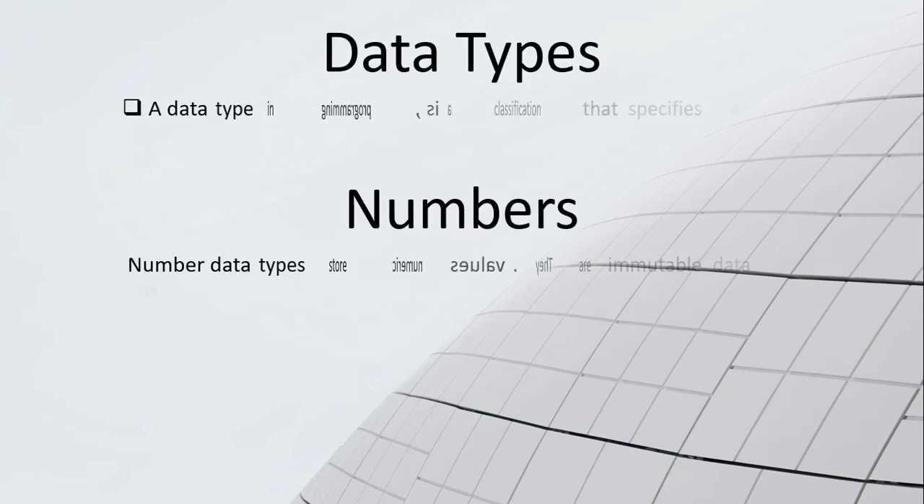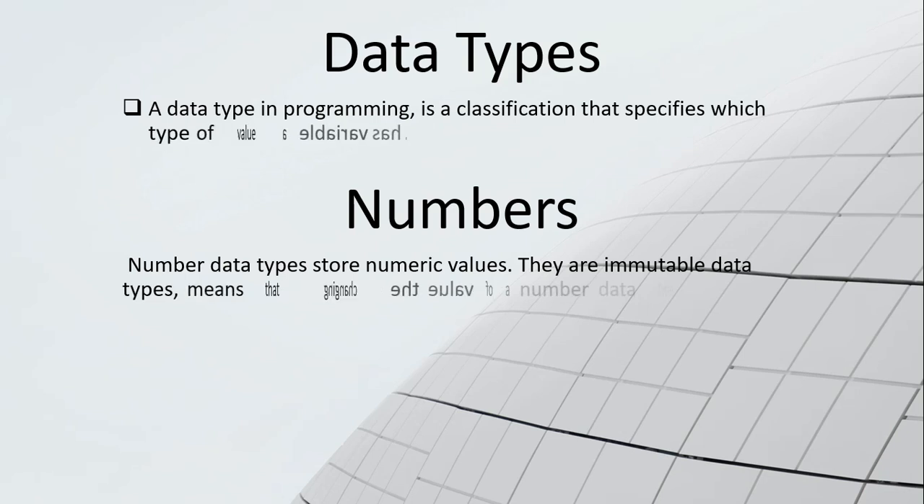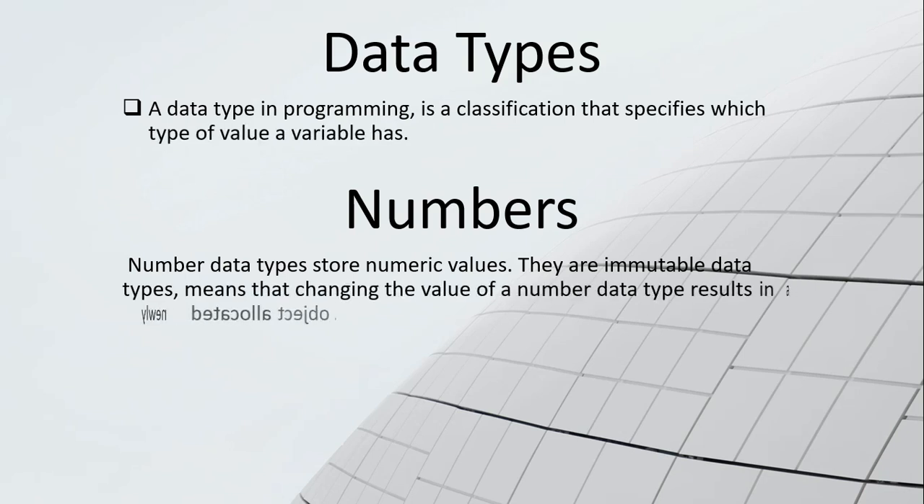Hello all, in this video we will discuss data types. What are data types? A data type in programming is a classification that specifies which type of value a variable has. Now let me list some of the data types: numbers, string, boolean, list, tuple, dictionary and sets.